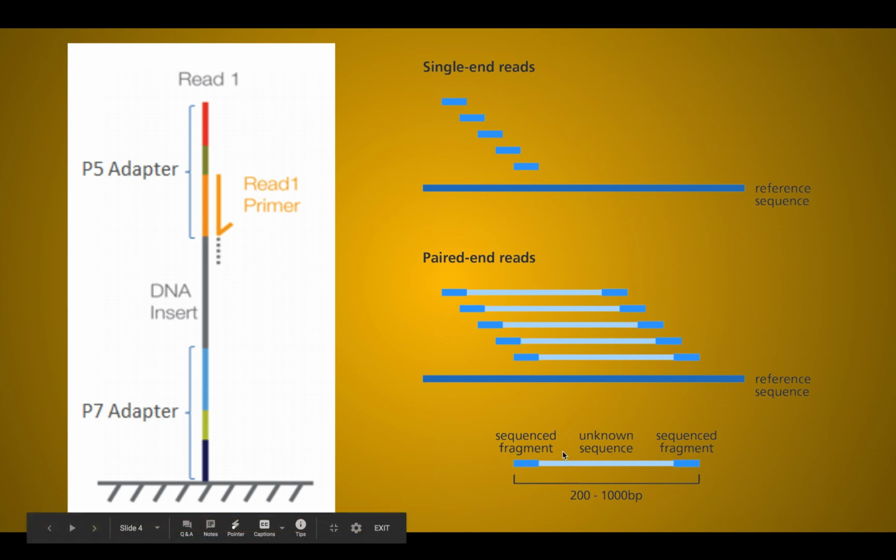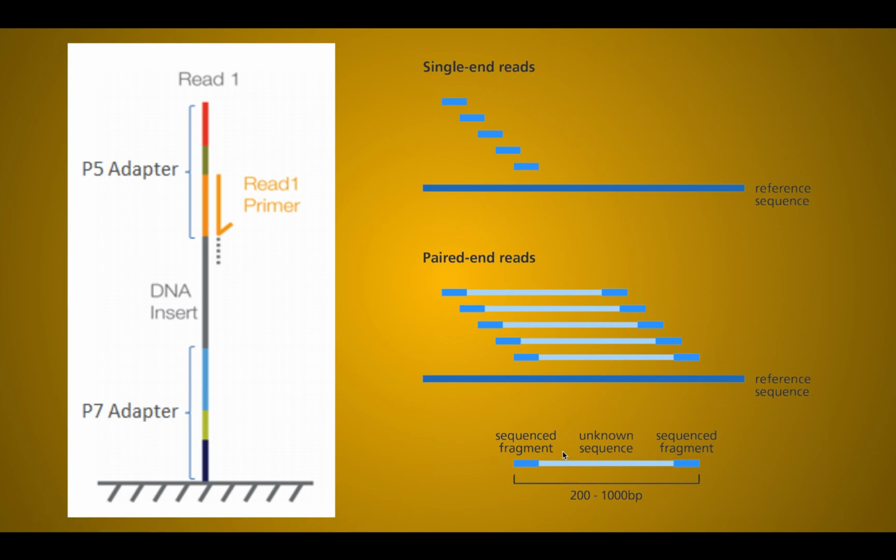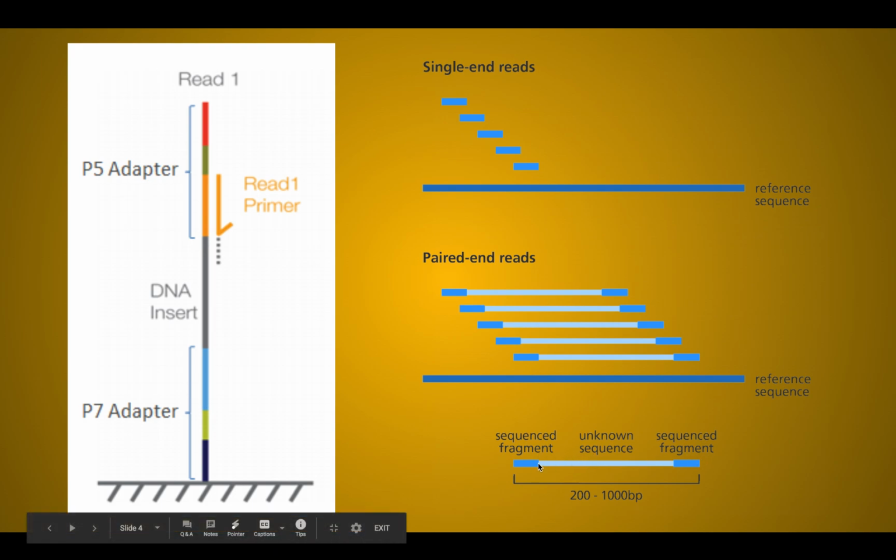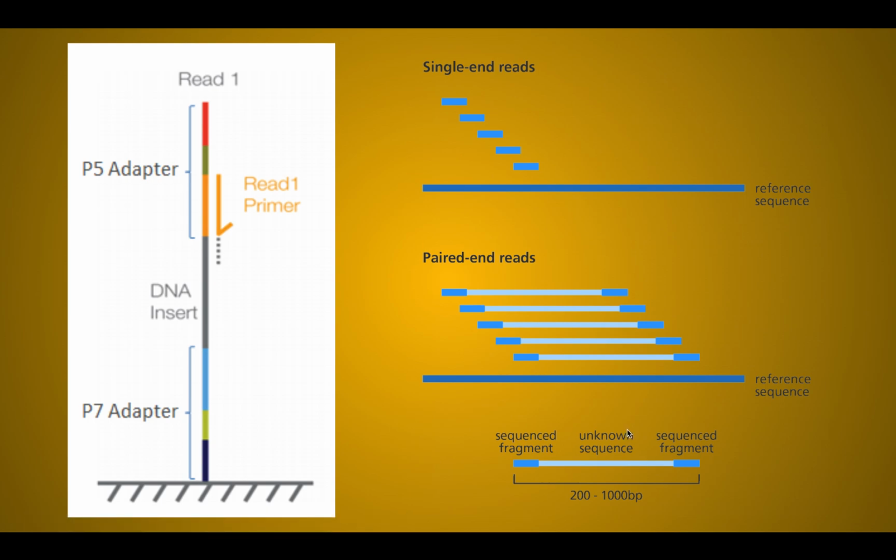And you'll know, because of your library size, how far apart these two fragments are from each other. Utilizing that information, you can more easily align it to the reference sequence and thereby get a more accurate account of your data.